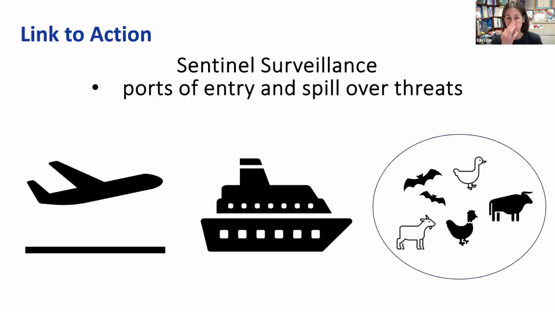So this is just an example of that. If we use sentinel surveillance, ports of entry, again, ships coming in, lavatory waste from planes, and then areas where you've got animals congregating, maybe wastewater lagoons where you might expect there to be spillover threats. All of these can be really effective to give you a heads up of things that may be coming into a system.